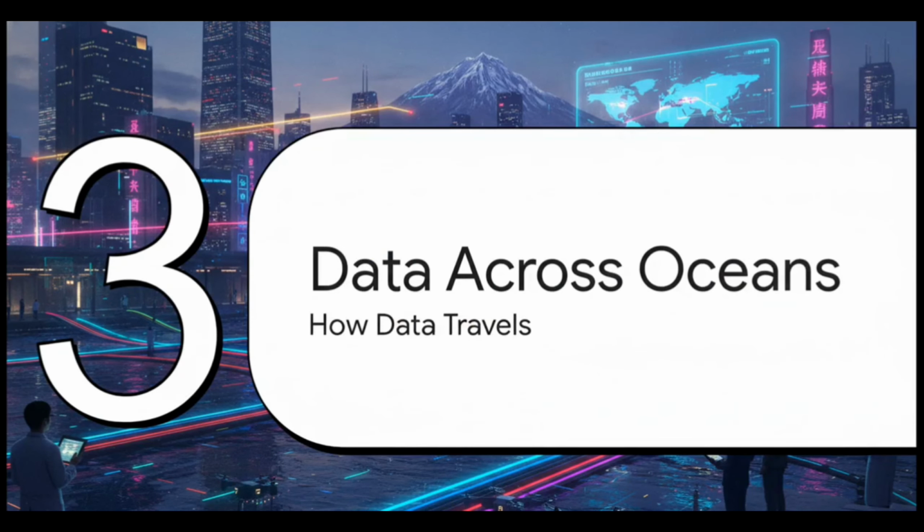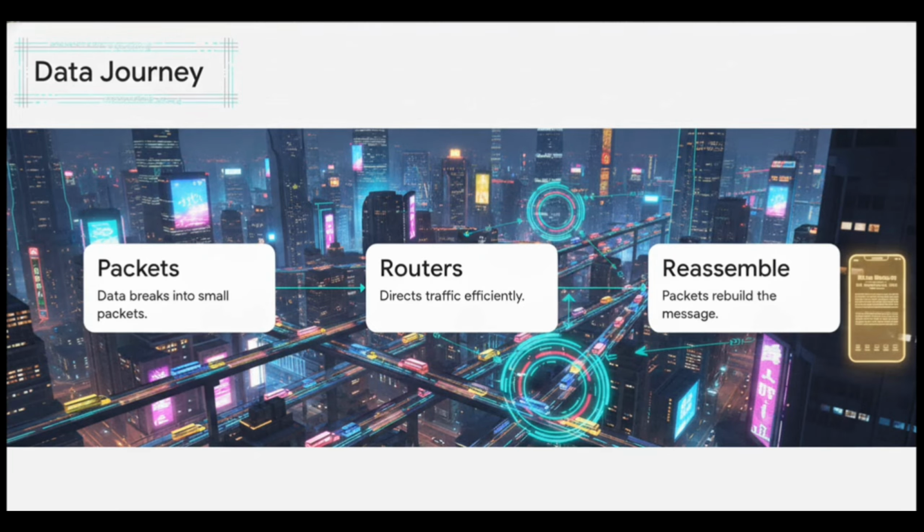Section 3, moving data across oceans. Here's the thing. Data does not travel across the internet as one giant heavy block. That would be completely inefficient and it would totally jam up our digital highways. Instead, the data is broken down into tiny, super fast pieces called packets. Think of these packets as a massive fleet of high-speed delivery trucks. They burst out onto the digital highway, and get this, they don't even have to take the same route.